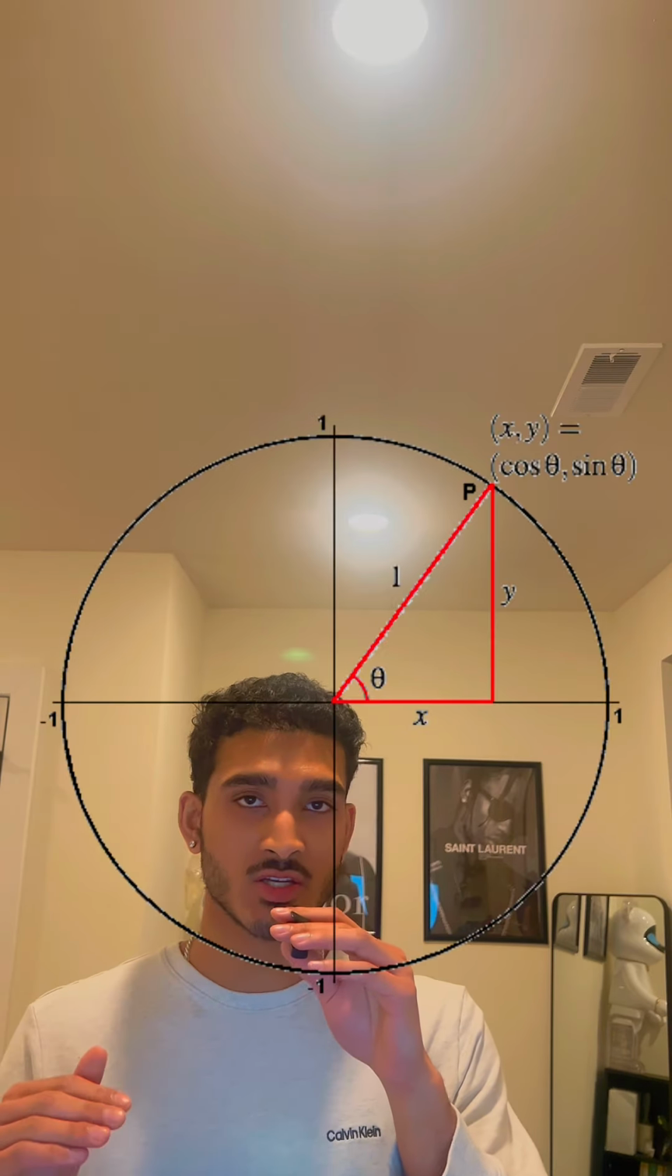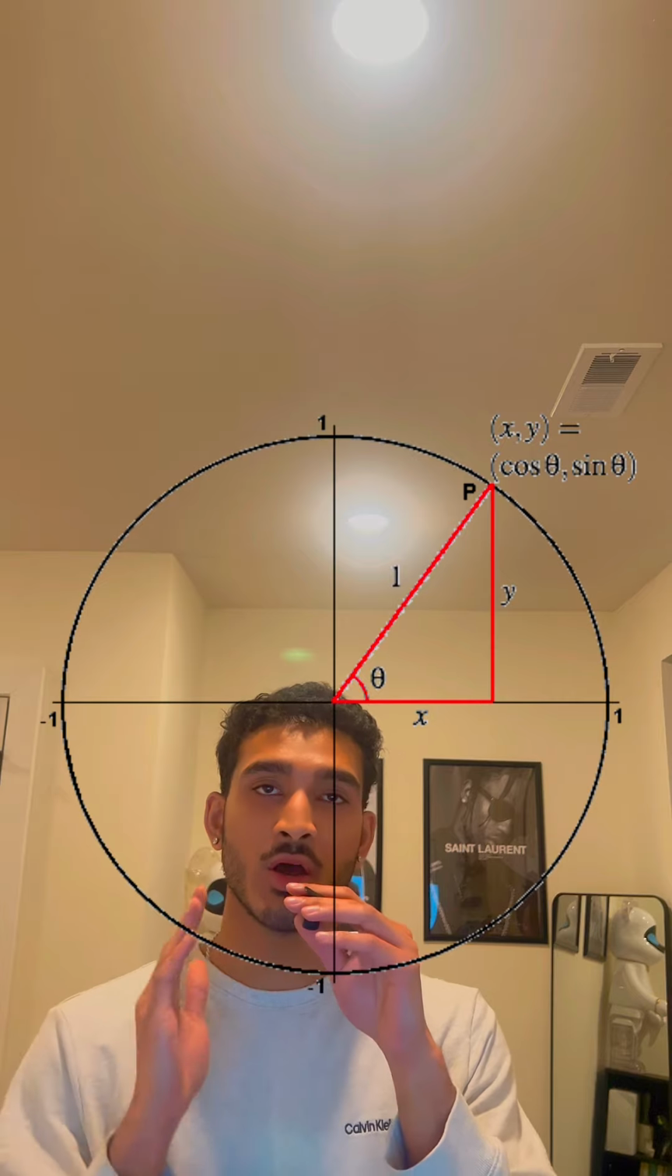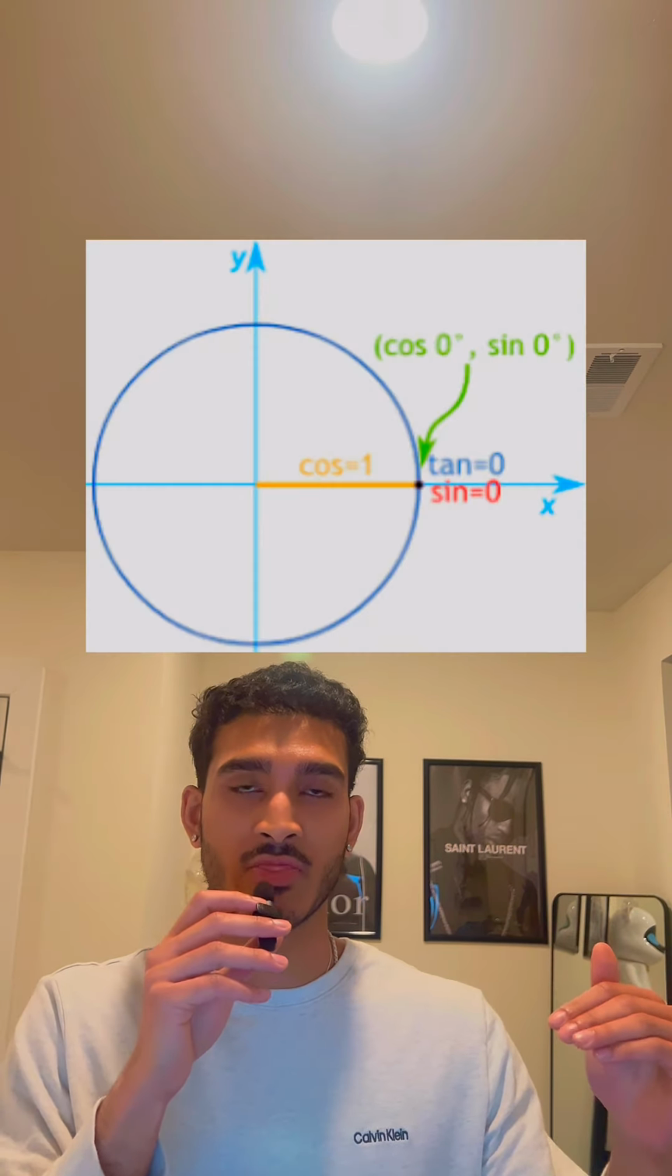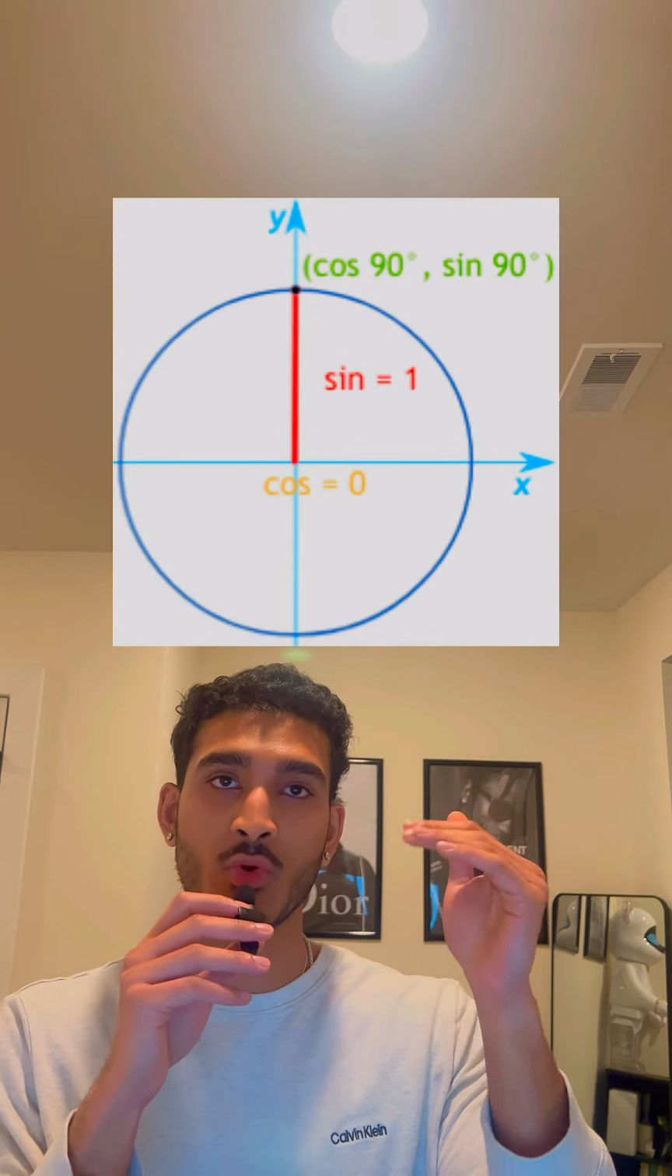Starting off with the basics of the unit circle, you want to know that the x direction is related to the cosine, whereas the y direction is related to the sine. So at an angle of 0 degrees, the cosine would be 1 and the sine would be 0. However, at an angle of 90, it would be the opposite, where the cosine is 0 and the sine is 1.